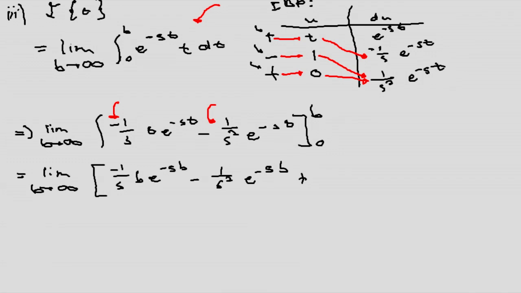Now if this t is equal to 0, then this whole thing will be equal to 0. So plus 0, plus 1 over s squared. Why is only 1 over s squared left? Because t will be 0. So negative s times 0 is 0, e raised to 0 is 1. So it becomes just 1 over s squared.